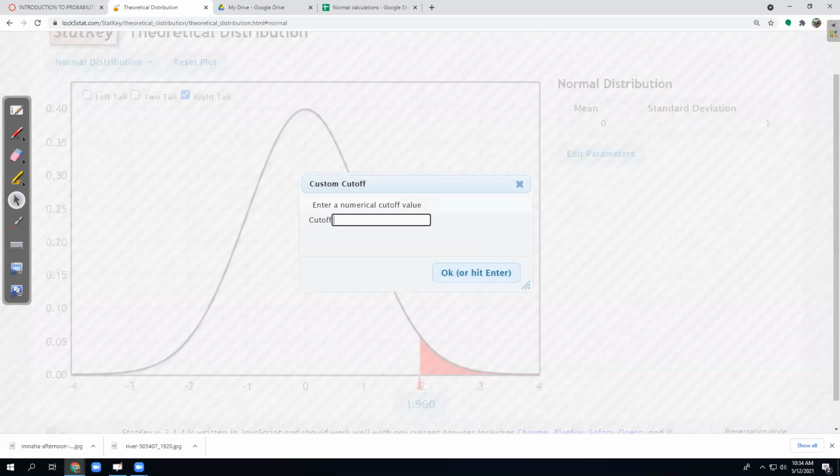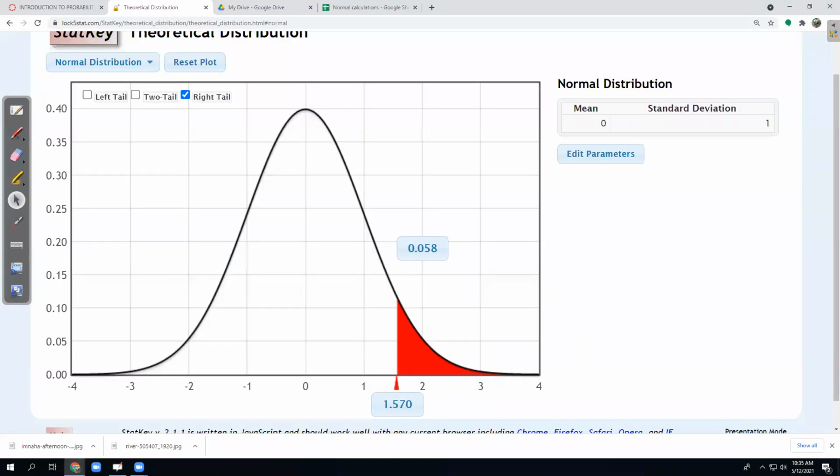So the numbers on the x-axis, those are things like z-scores, or maybe a body temperature or amount of lead, something like that, some measurement, or maybe a proportion. The numbers up top here, those are probabilities of something happening, which could be a p-value, or it could be part of a margin of error. So I'm entering a z-score here. Mine was 1.57. And so I get 0.058 is the probability, which is about 5.8%.